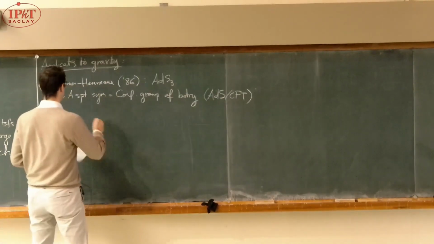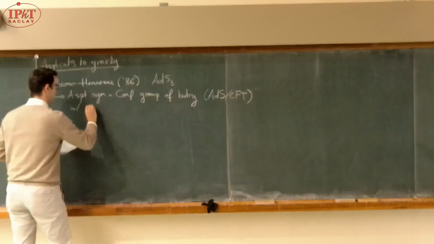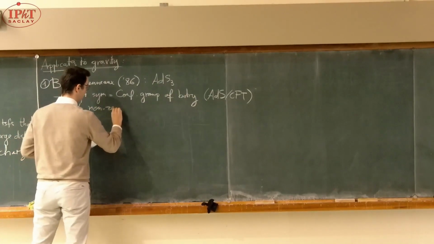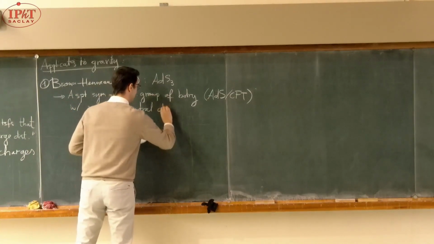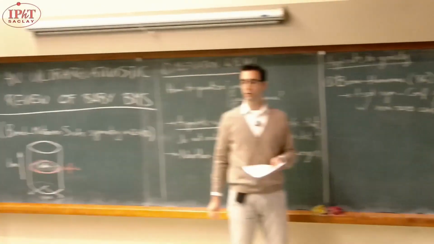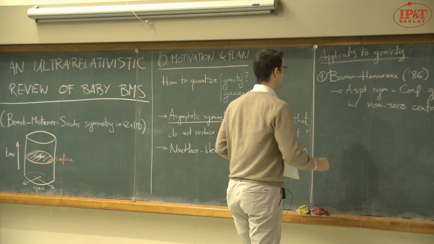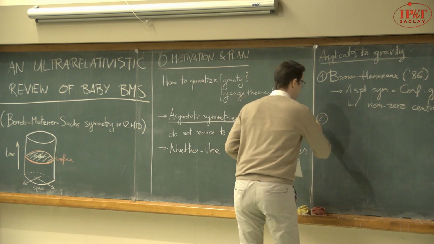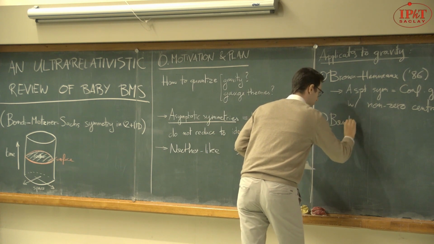But crucially, they found that this conformal group acting on the boundary has non-zero central charges, called the Brown-Henneaux central charge. And this is a topic to which we're going to return in the course, because we're going to use this as a guide into how we're going to do this for BMS in 3D. Then the second application I want to talk about is one that came long before Brown-Henneaux, and that's the one that gives its name to this class.